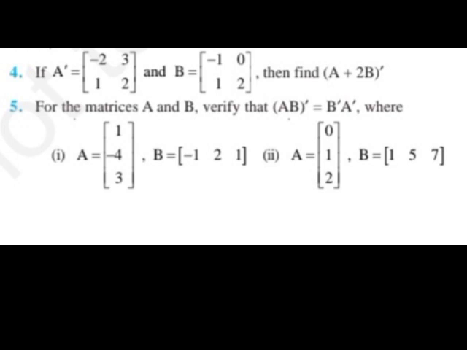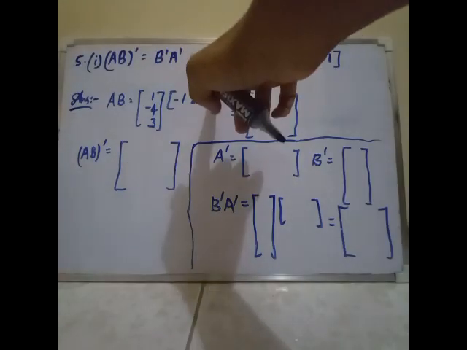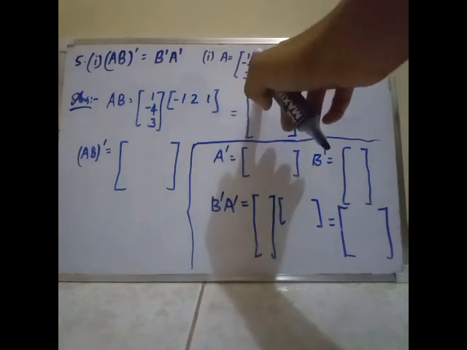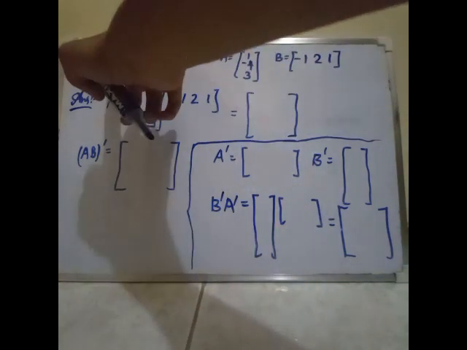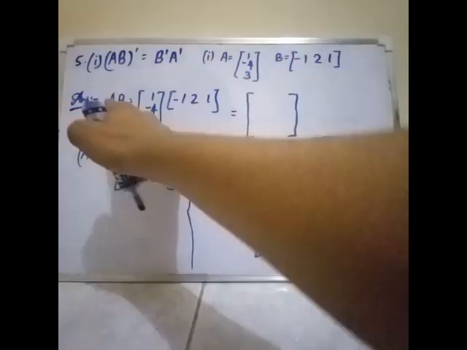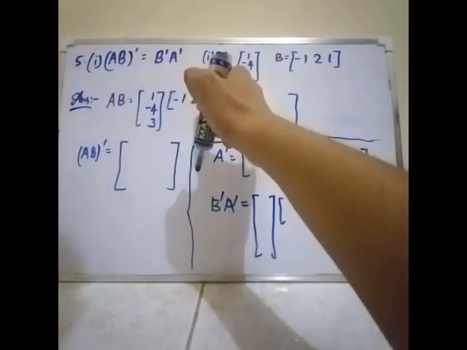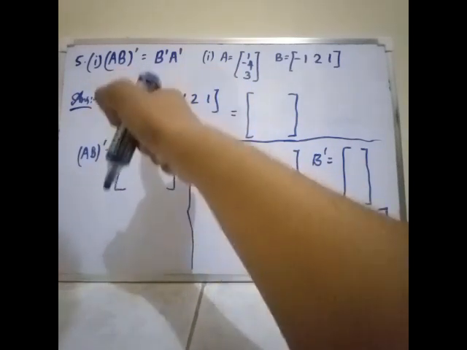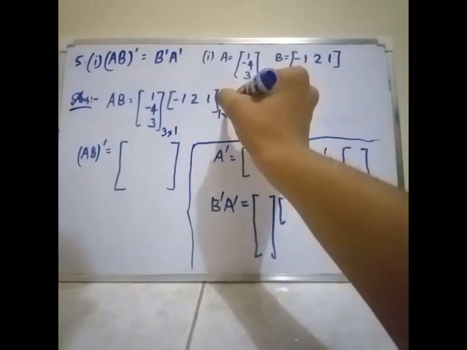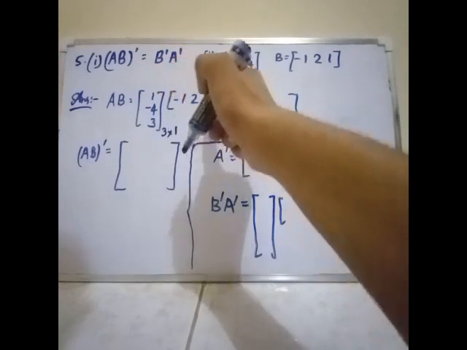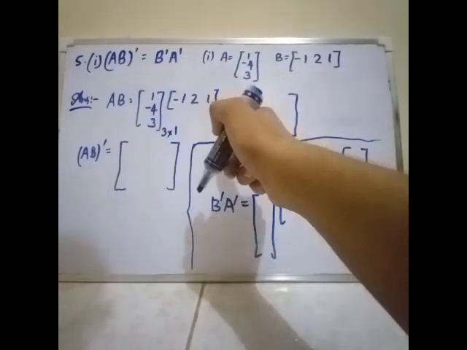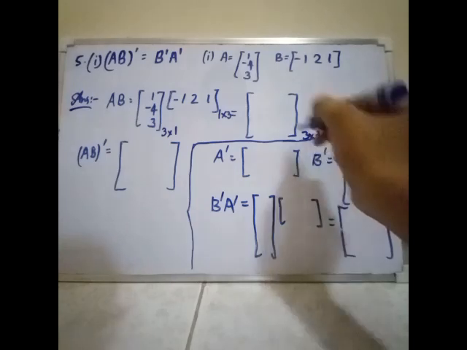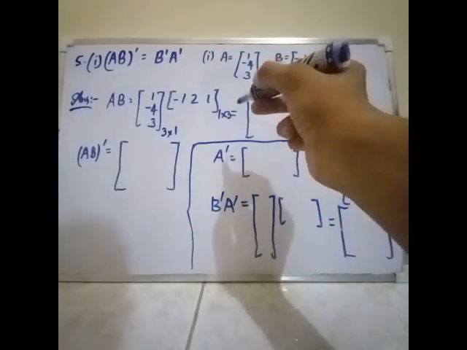Now let's do the fifth question. So here we have to prove that (AB) the whole dash is equal to B dash A dash. So now let's do the first part of the question, right? So here A is this matrix and B is this matrix. So let's do the left hand side first. So we have to do AB, right? So A times B. If you check the order of A, it has 3 rows and 1 column, right? 3 by 1. And the second one has the order 1 by 3, 1 row and 3 columns. So the final order would be 3 by 3, right? So our AB would be a 3 by 3 matrix, right?